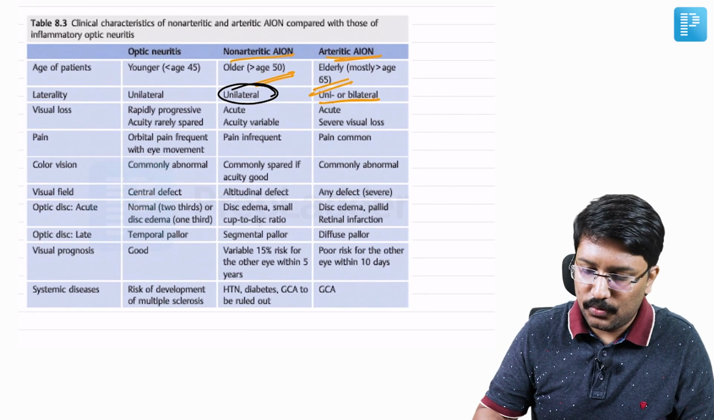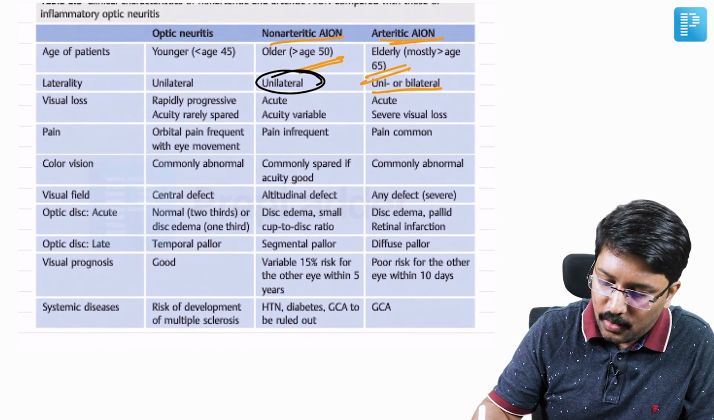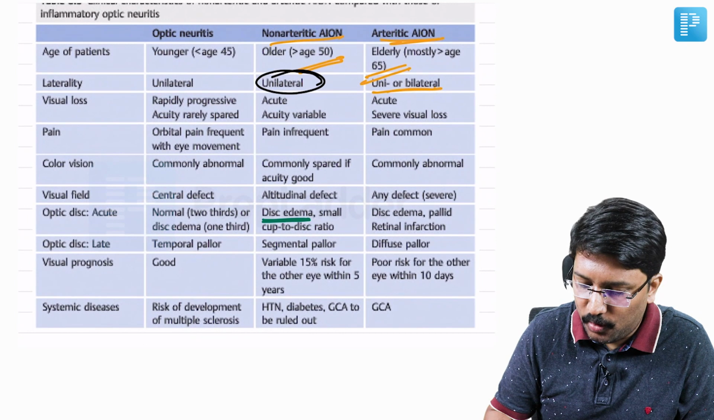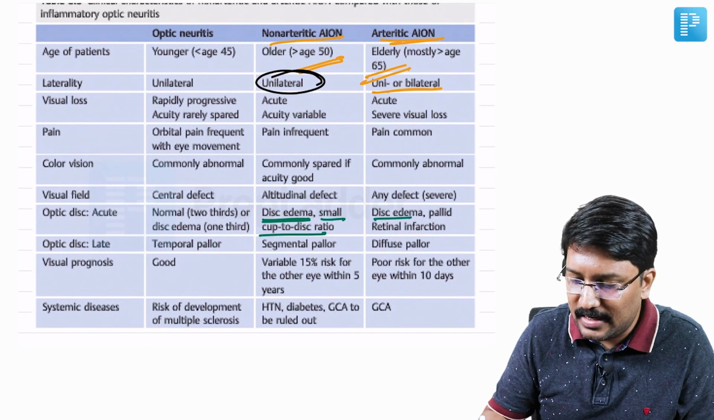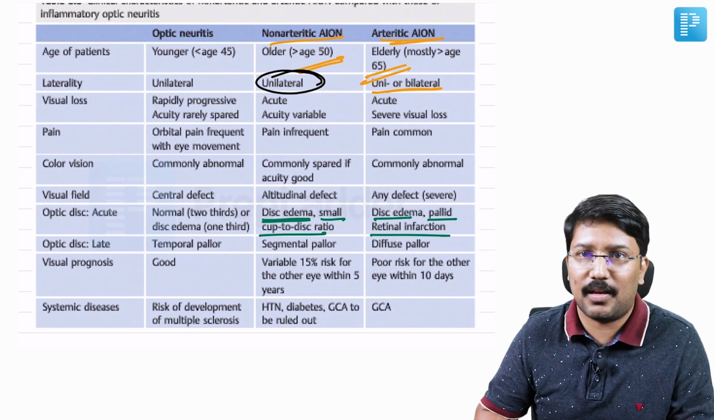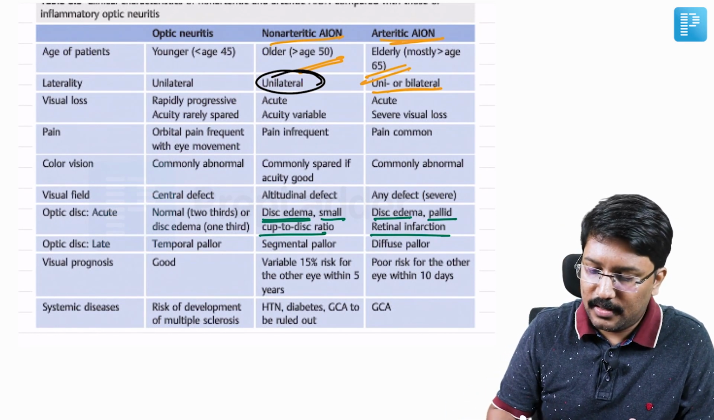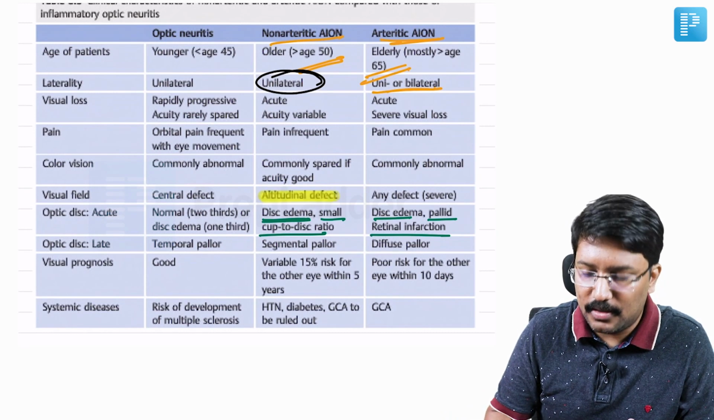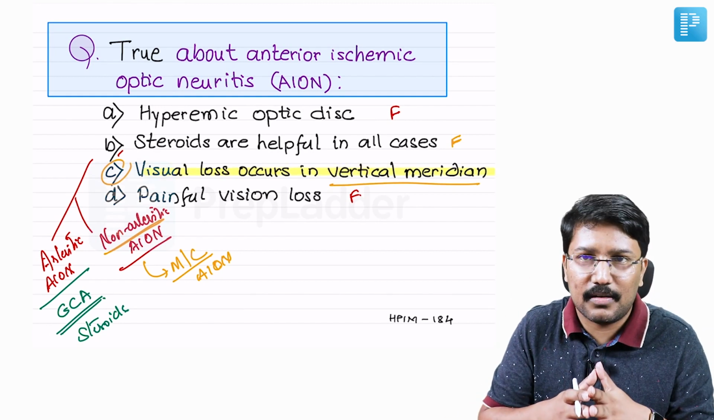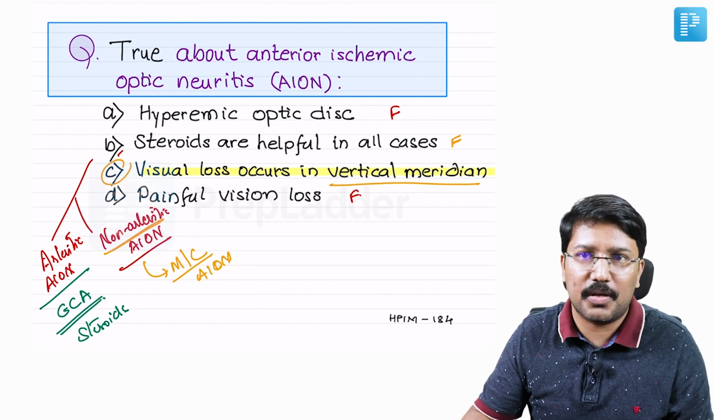Okay. Now let me take you to, so as I have told you, it is a disease of the optic disc, right? So in acute phases, in non-arteritic as well as arteritic, you will notice that there is disc edema, right? And a small cup to disc ratio. So disc edema and pallor is what we would expect in case of anterior ischemic optic neuropathy, not hyperemia, right? Okay. And in this table, the most common being non-arteritic, he has mentioned that it is associated with an altitudinal defect. That is what the option was talking about. Visual loss occurs in vertical meridian or altitudinal defect. Okay. So from Harrison, this is pretty straightforward, not a very difficult question to answer if you know that this topic is important for us.